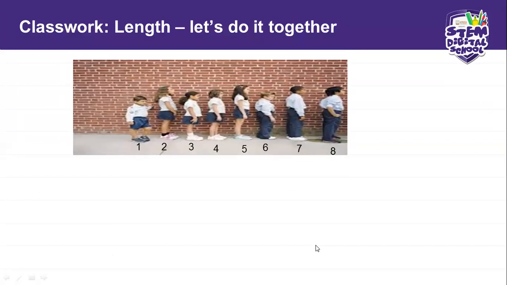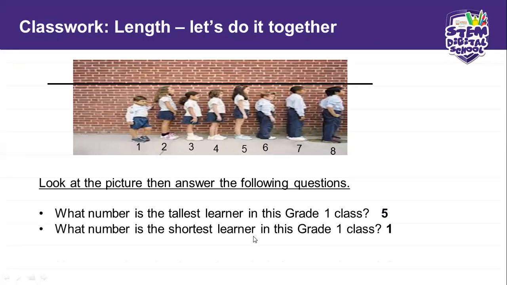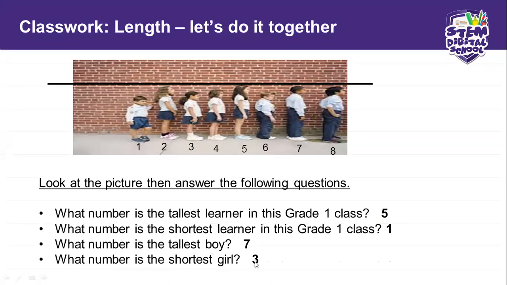Okay, let's see if our answers were correct. There, what is the tallest learner in class? 5, that's correct. What is the number of the shortest learner in class? Yes, it's 1, correct. And then what is the number of the tallest boy? Yes, it's 7, that's correct. What is the number of the shortest girl? Yes, it is 3. Well done, boys and girls.